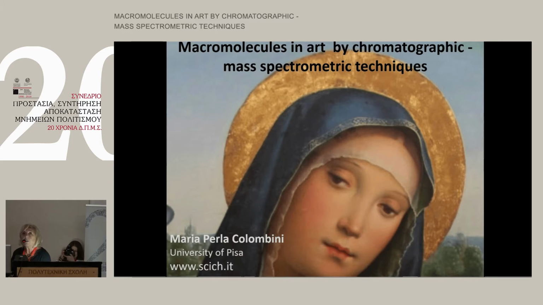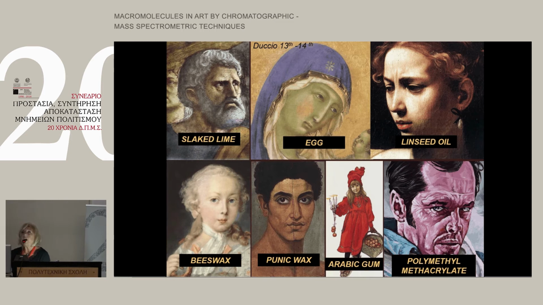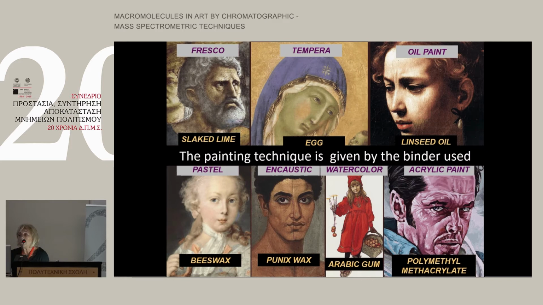Indeed, whenever we are looking at beautiful paintings like this Madonna, we think of the ability of a painter and the ability to mix pigments and other materials. But very often we have to think not only about the pigment, but also about the organic material which binds pigments. All these examples are made with different binders, and when we speak about the technique, we generally refer to the painting technique, which is given by the binder.